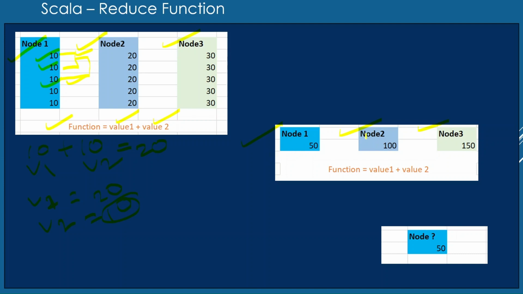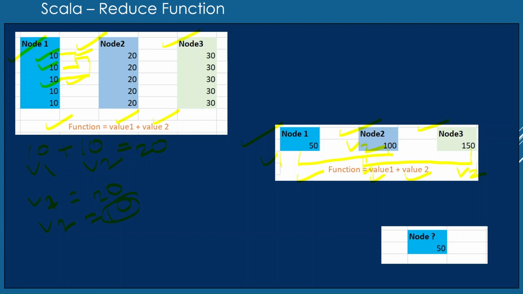Once each node reduces to one value, again it will call this function with value 1 and value 2. This time it will take this one as value 1 and this one as value 2, and the output becomes value 1, and again it will add with value 2 here. This is value 2 and this becomes value 1.